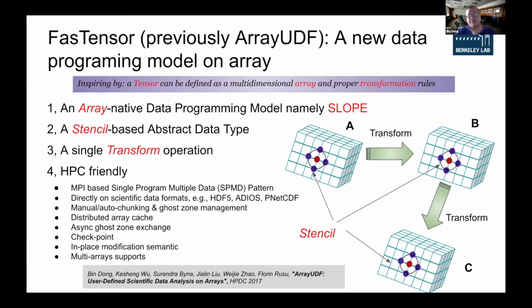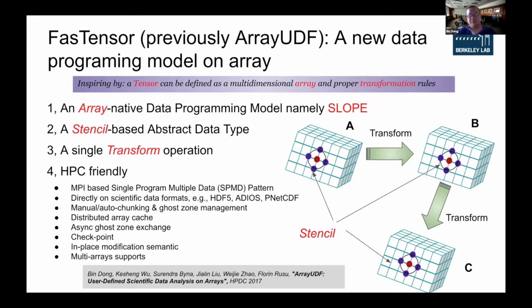The general idea of FasTensor comes from one definition of the tensor, which says that a tensor can be defined as a multi-dimensional array and the proper transformation rules. Based on this general idea, FasTensor has three major components. One is the array-native data programming model we call SNOPE. Another major component is the tensor-based abstract data type, as well as a single transform operator. I will introduce more detail about this in later slides.